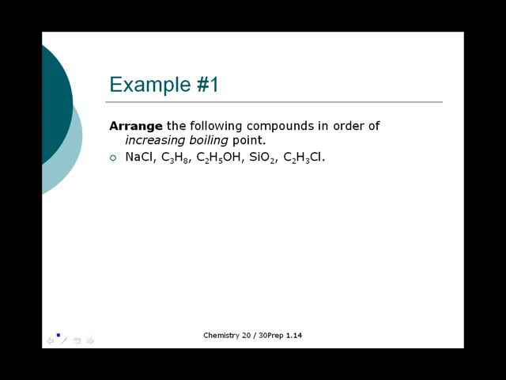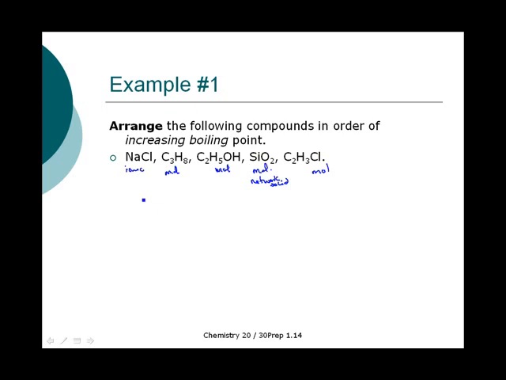And so what we're going to do is just classify substances. So here we go. NaCl is ionic. C3H8 is molecular. C2H5OH is also molecular. SiO2 is molecular, but it's one of the ones where we have to remember that it's a network solid. And the last one is also molecular.